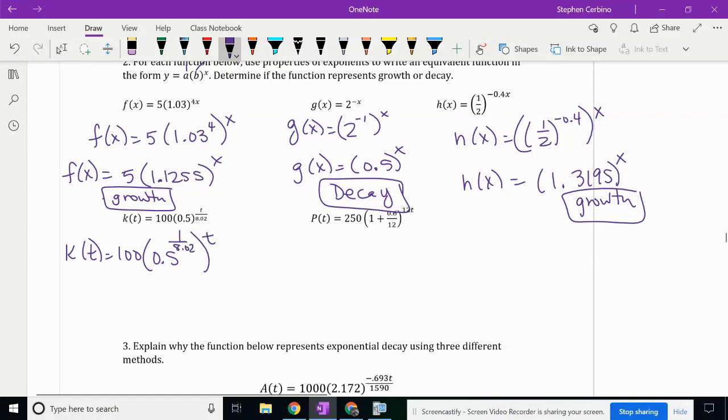So k of t is a little bit tricky. To break apart the product that's in that exponent, it's a product of 1 over 8.02 and t. So if you put in 1.082 as the fraction there, the 100 doesn't change, but this base becomes 0.9172 to the x, meaning this is decay.